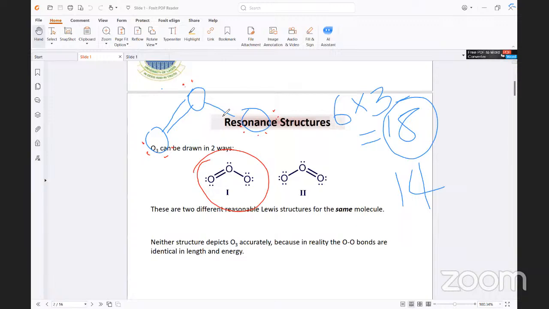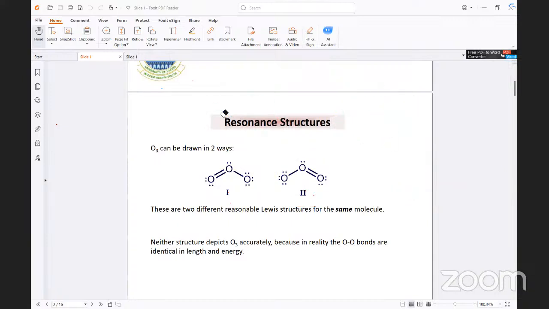But following the same explanation, this structure is also correct, meaning that you have two correct Lewis structures for the same molecule. Now, two correct Lewis structures for the same molecule is telling us that there is a resonance, meaning that the electron is not localized on that position. The electron is moving from one position to the other. Now, how do we then explain that?